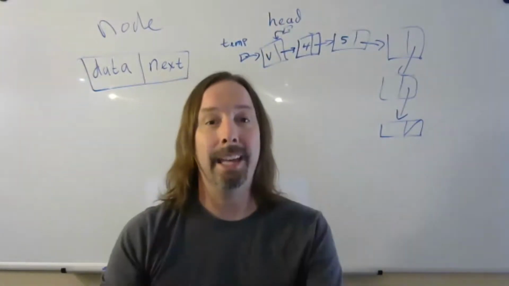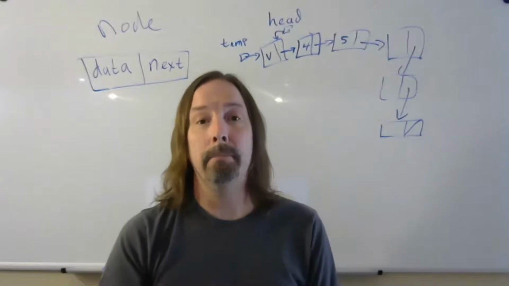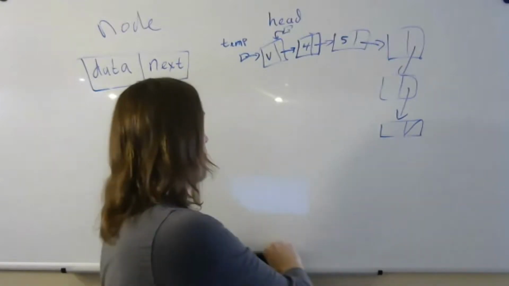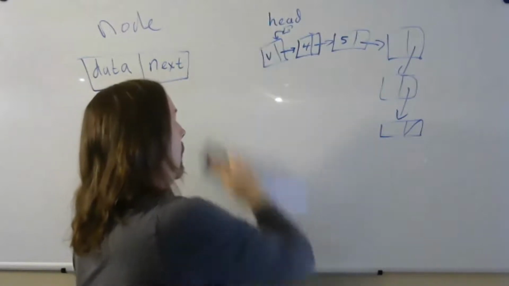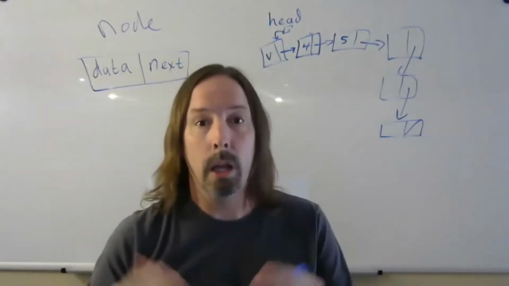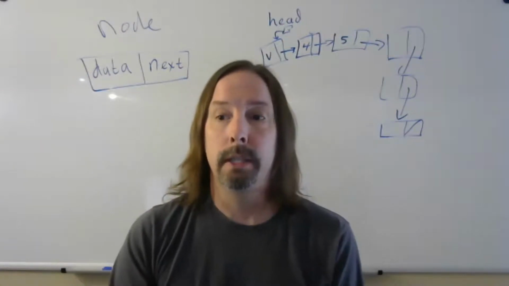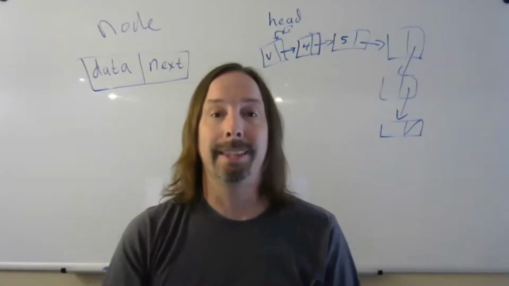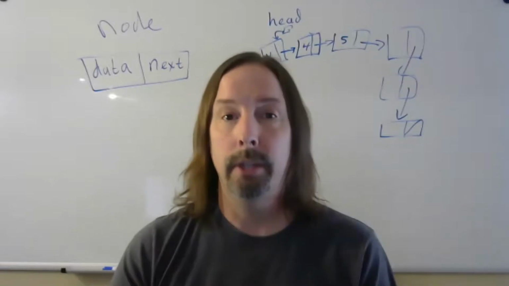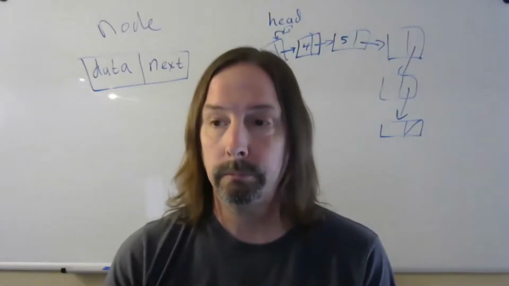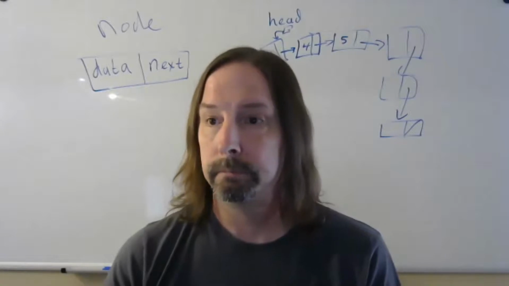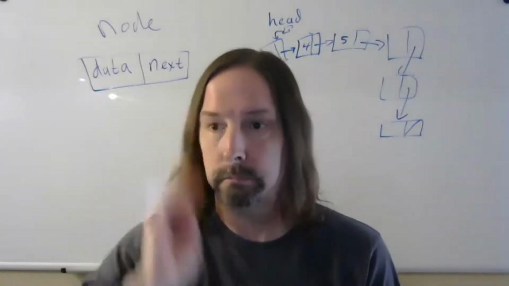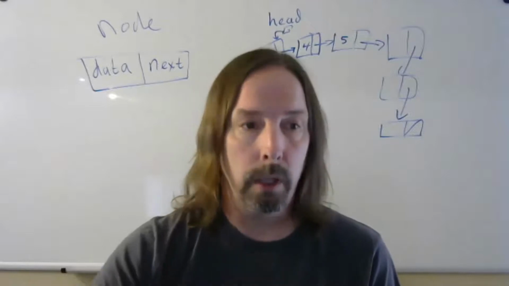The method ends, the stack frame goes away. When the stack frame goes away, temp goes away, and voila, my list has all of its items in it. And that's how you insert at the head. Does anybody have any questions? Or give me a thumbs up if you understand. Okay.